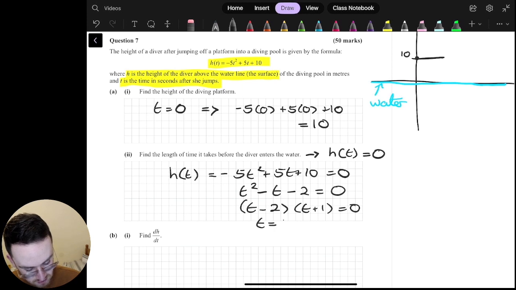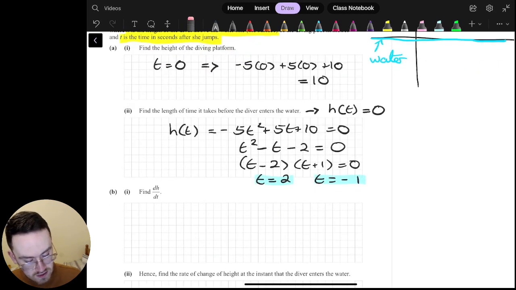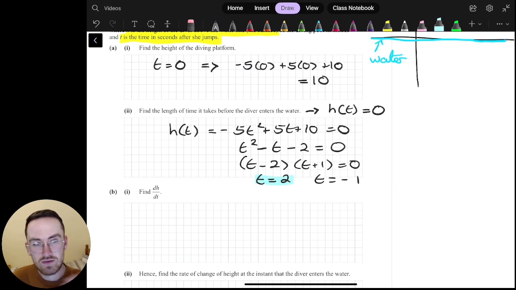Okay, so we get an answer of t is equal to 2, or t is equal to minus 1. Those are our two answers. Obviously, if we're looking at time, we're not going to have minus 1, so we're going to go with t is equal to 2. So at t is equal to 2, she's going to go into the water.